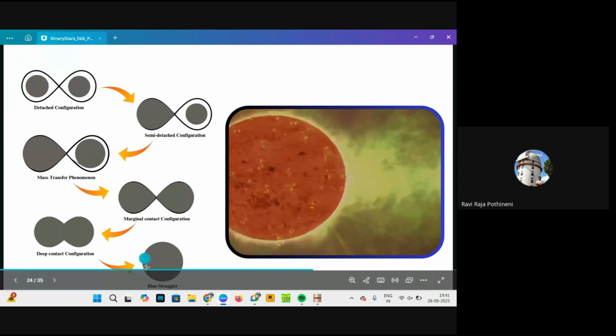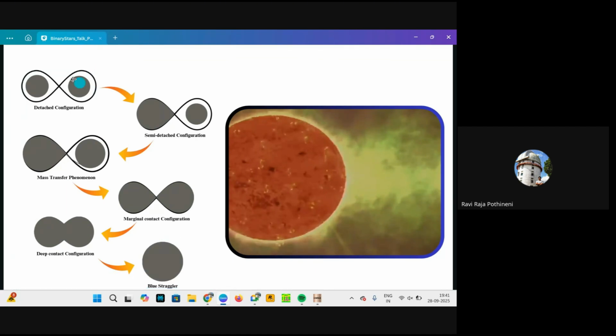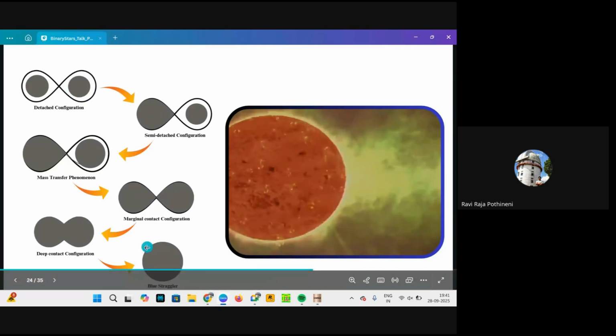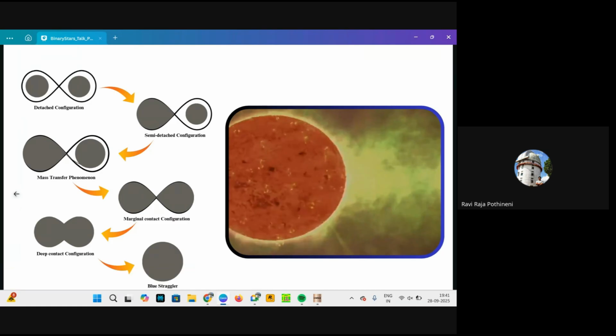That is the reason they are put at the top of the HR diagram. Their place will be at the top of the HR diagram. They are extremely hot and bright. So, in order to understand how blue stragglers form, this is one of the possible ways. Eclipsing binaries, to be specific contact binaries, are known to be progenitors for blue stragglers.